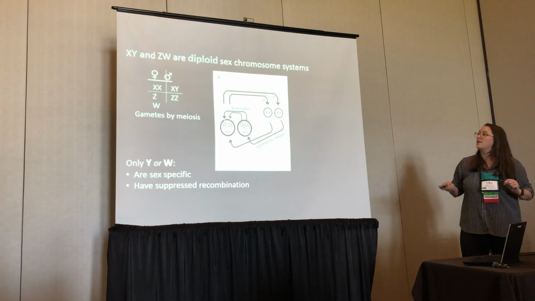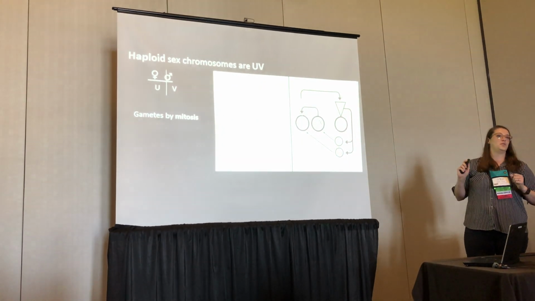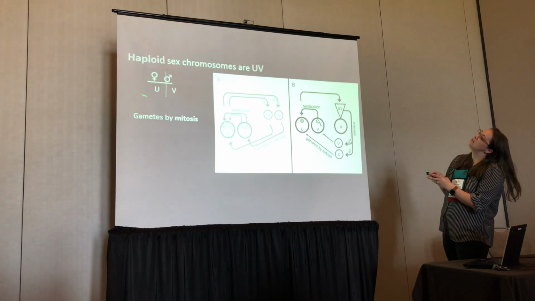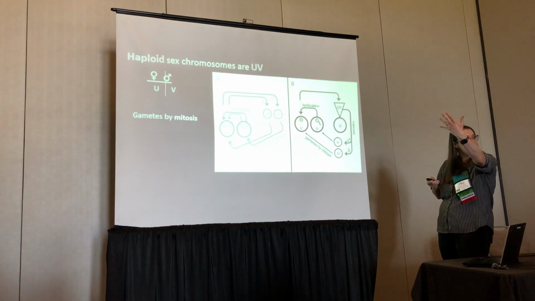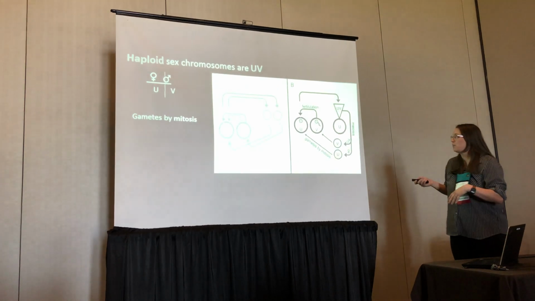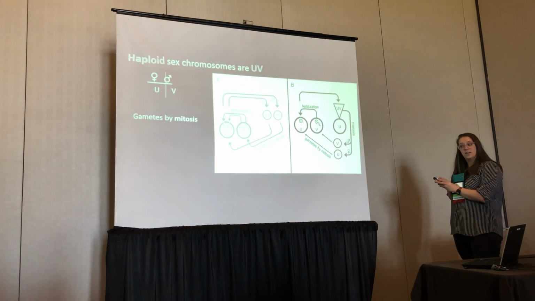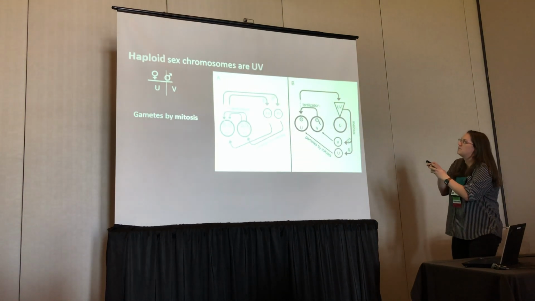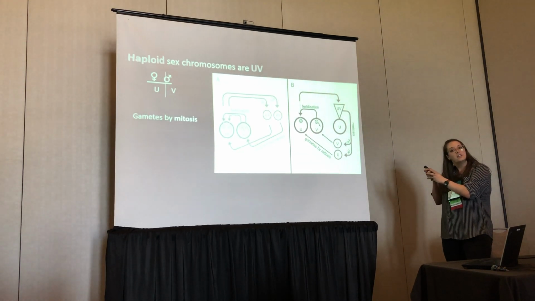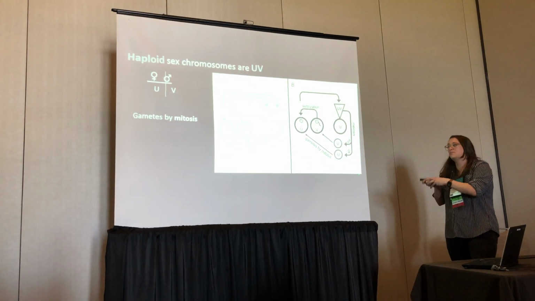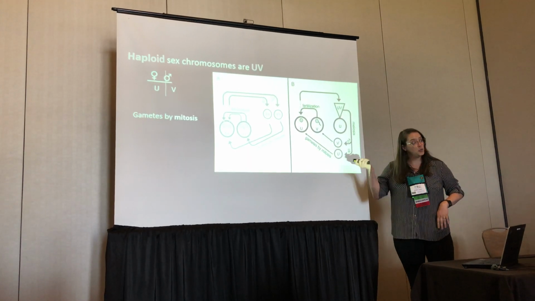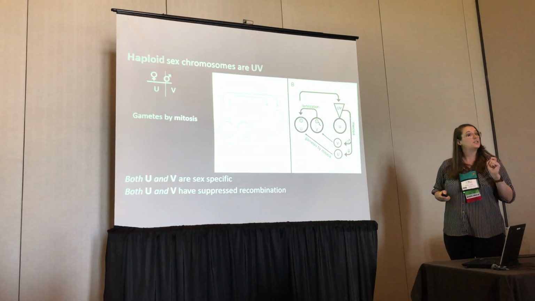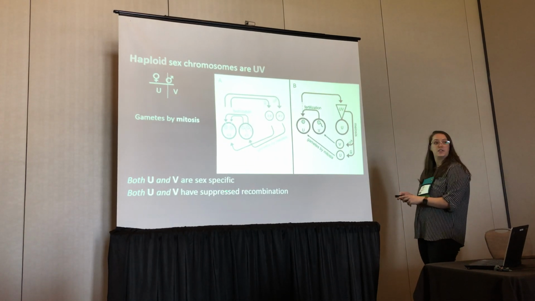But there's another sex chromosome type out there: the UV sex chromosome system, and this occurs when sex expression happens in the haploid stage. In these species, the U correlates with females, and the V correlates with males. Importantly, because they are already haploid when they're sex expressing, they make their gametes by mitosis. These gametes unite, fertilization, and the only time that they are diploid is in this monomorphic, non-sexed individual here. And then meiosis, back to being haploid. What's great about this system, in contrast to those diploid systems, is that both the U and the V are sex-specific, and both the U and V have suppressed recombination.